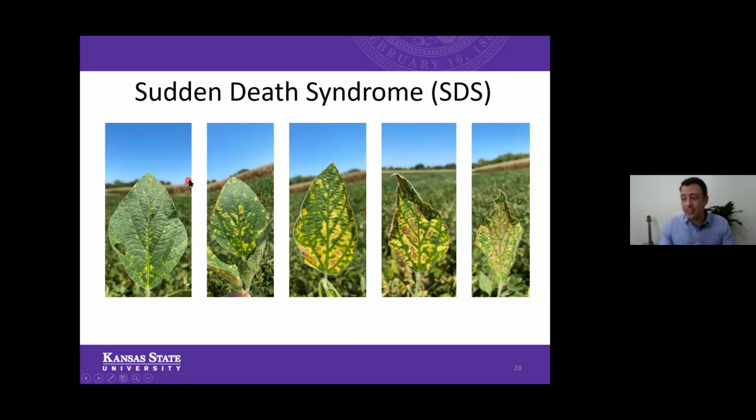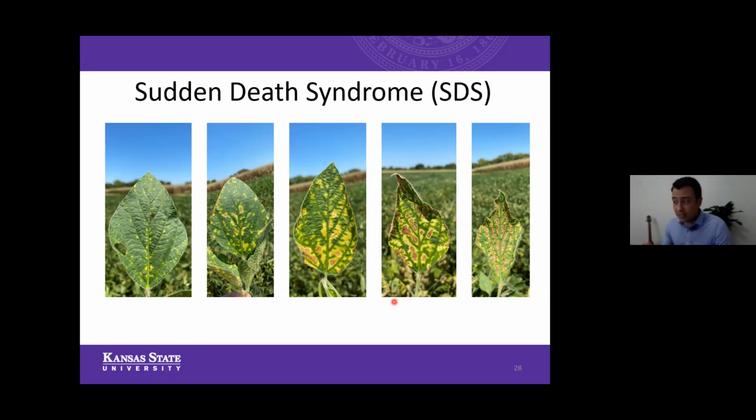So another disease that has been increasing in the past seasons is called sudden death syndrome, or SDS. This disease starts with a yellow discoloration here of the leaves. And as it develops, we start seeing more and more necrosis until we get to this point here. Why is this disease so important, and why are we seeing more and more of it?